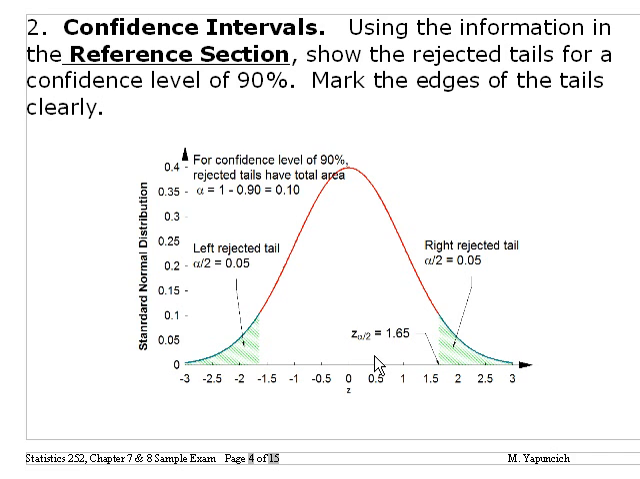The next part has to do with confidence intervals. So the first question is just confidence intervals in general. And it says, using the information in the reference section, show the rejected tails for a confidence level of 90%. Mark the edges of the tails clearly. I'm going to go to the reference section right now so you can see what that looks like.